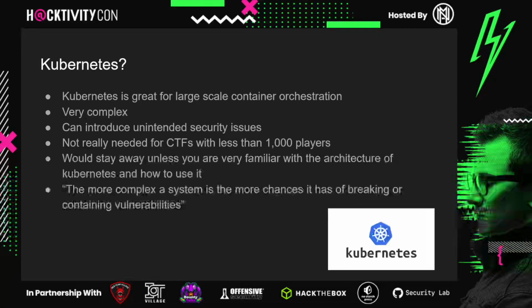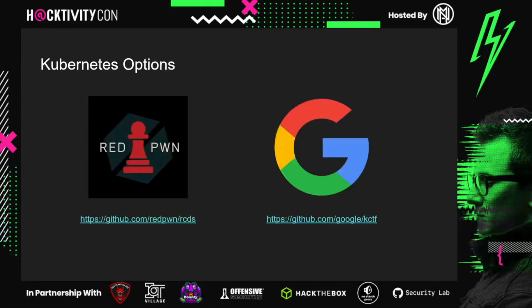There's nothing wrong with it. The ActivityCon CTF this year is run through Kubernetes. You just got to be very, very cautious and know what you're doing. If you decide to follow this Kubernetes route, RCDS, which is Redpwn's challenge deployment framework, is available on GitHub, along with Google's kCTF, which is the Kubernetes CTF framework.